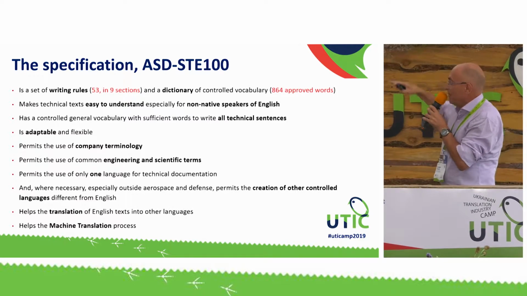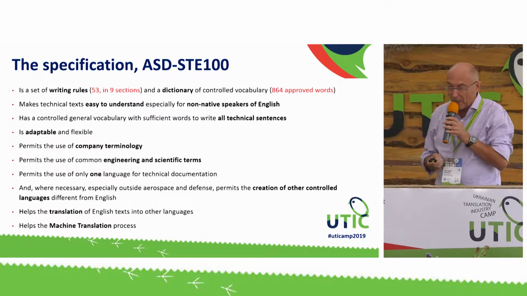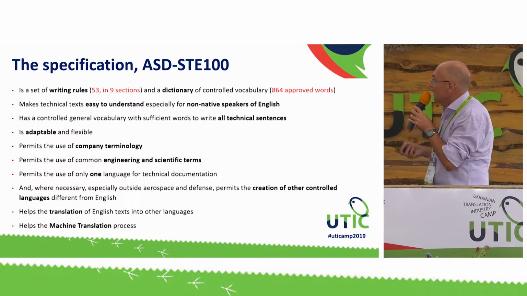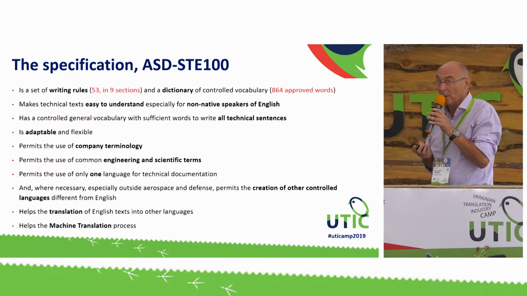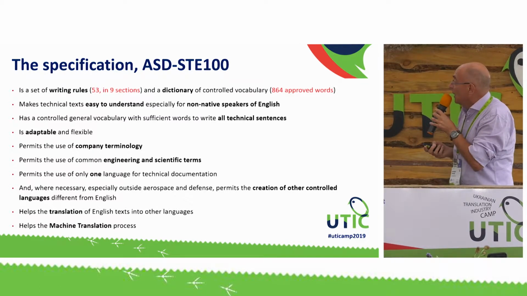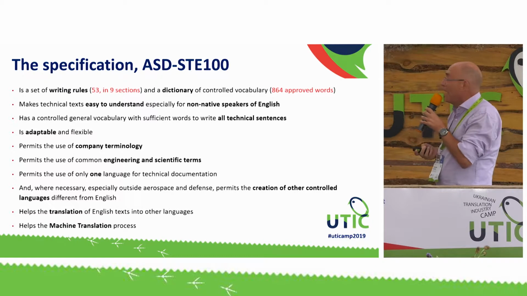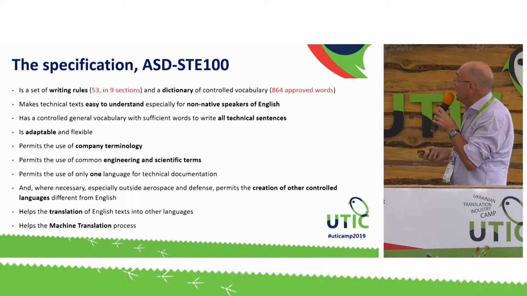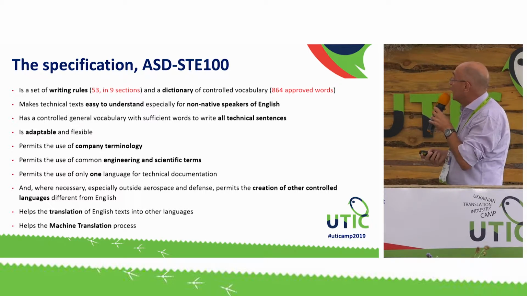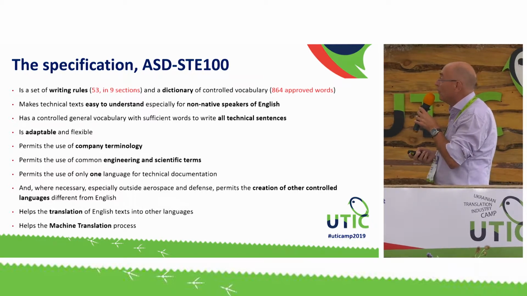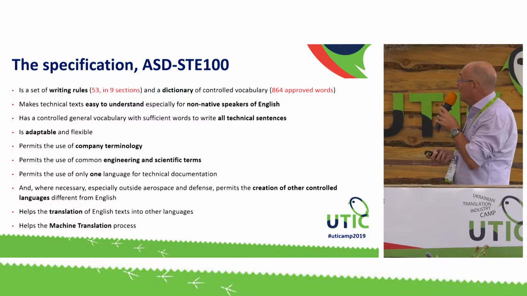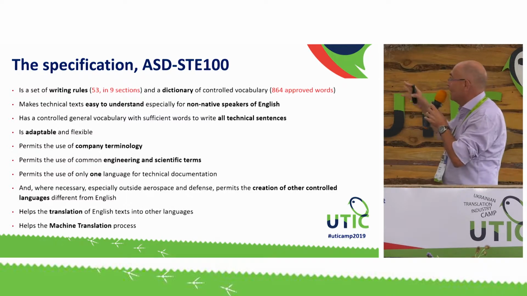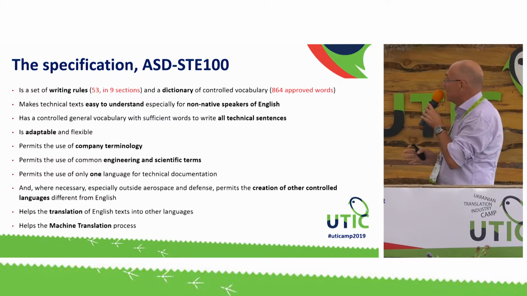So this is basically a summary of what Simplified Technical English is. It's actually a set of writing rules. We have 53 writing rules in 9 sections and a dictionary of controlled vocabulary, with 864 approved words. Basic English has 900, so you can see that the number is pretty much the same.